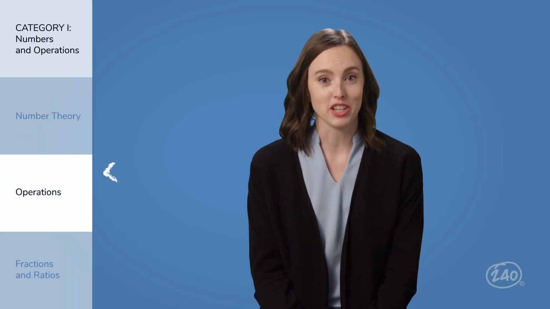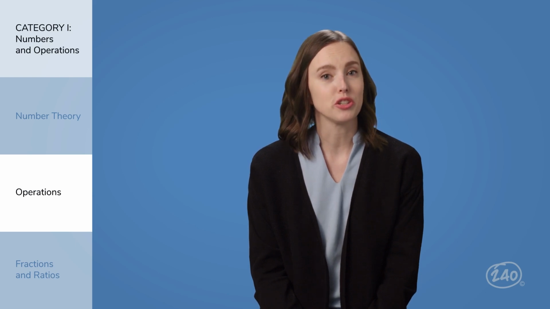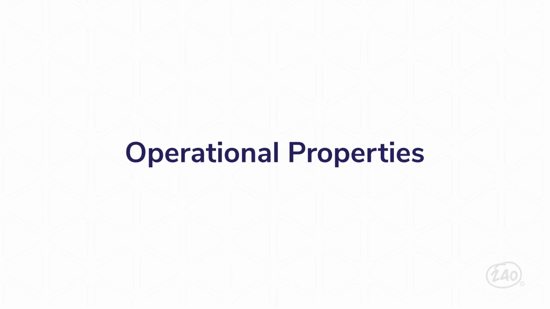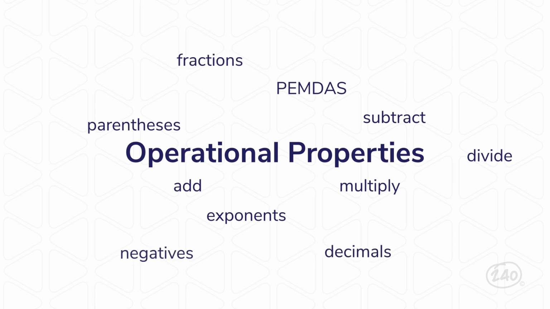Let's take a look at operations. Since you already know the value of each number, now you need to know what to do with them. So basically, you're going to need to know how to add, subtract, multiply, divide, and use parentheses and exponents. You're going to need to do it in the right order. Remember PEMDAS? And you'll need to be able to do all of those things with all real numbers. So that includes fractions, decimals, and negative numbers.